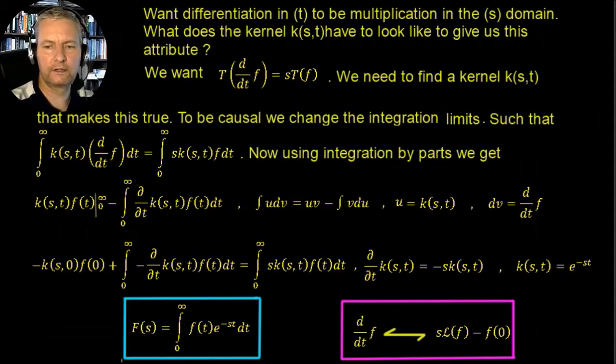So therefore we can say that our F of s is going to equal the integral from 0 to infinity of f of t e to the minus st dt. So this here is the derivation of our Laplace transform.